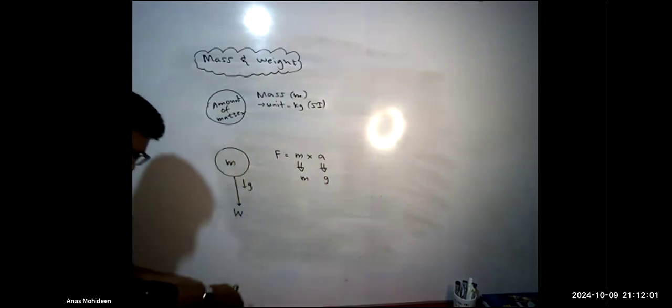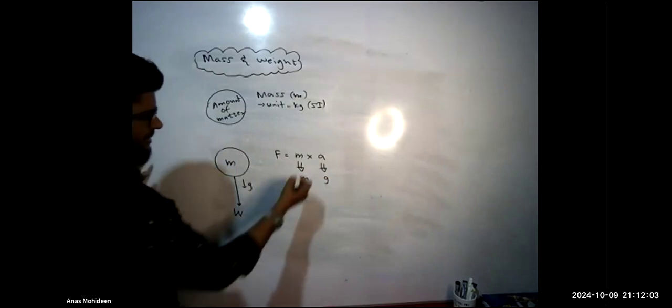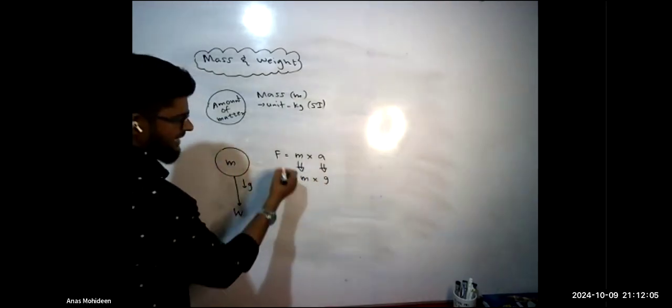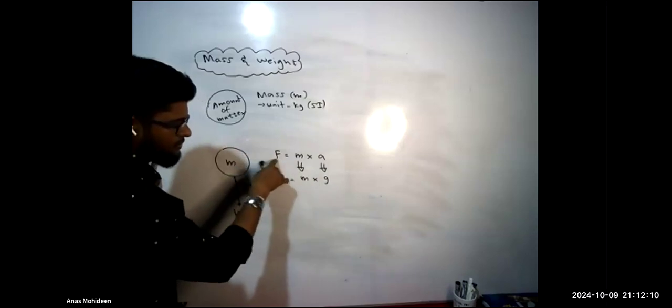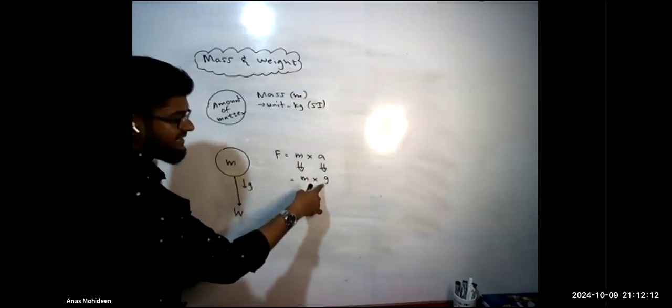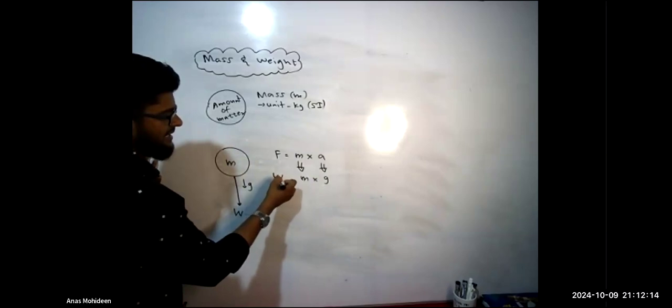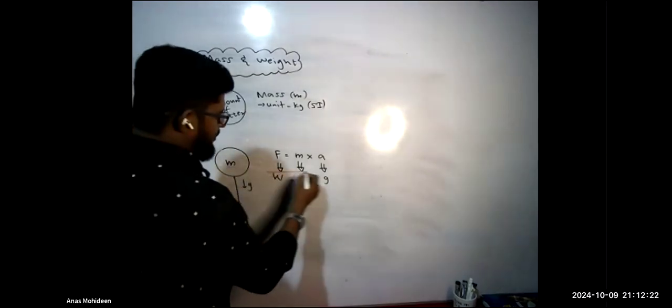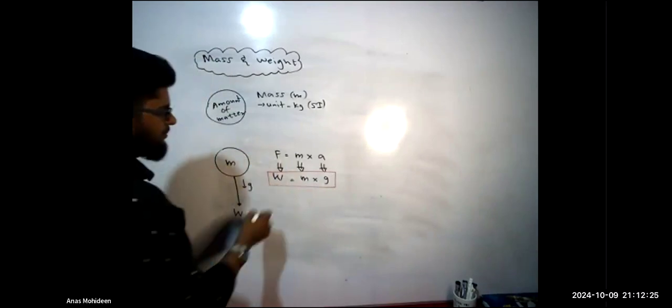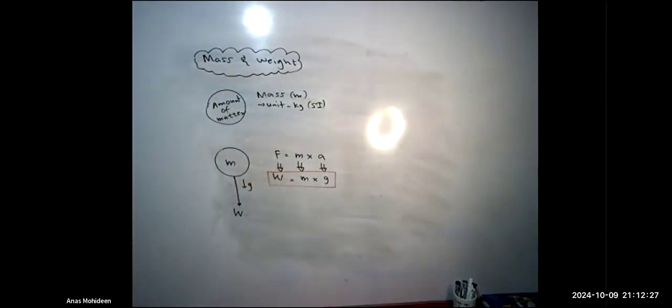So the acceleration is towards the earth due to gravity. When you multiply these, you obtain the force due to gravity, which we term the gravitational force, which we term as the weight W. So this is how we obtain the formula W equals m into g.